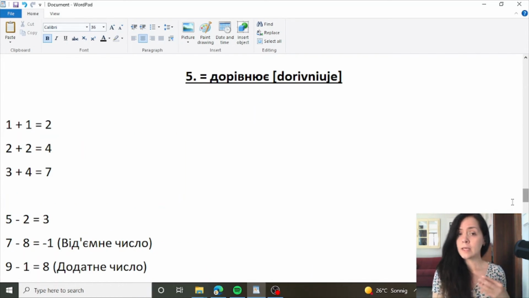And now the main intrigue of the evening, how to say equals in Ukrainian. Дорівнює. Дорівнює means equals. So now we are finally ready and fully equipped to solve all of our mysteries. Let's take a look at them.